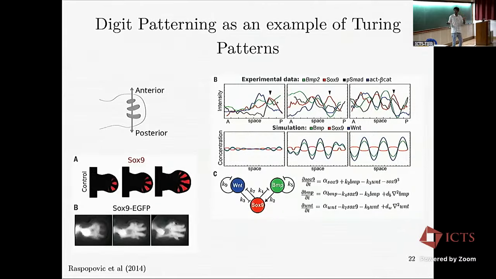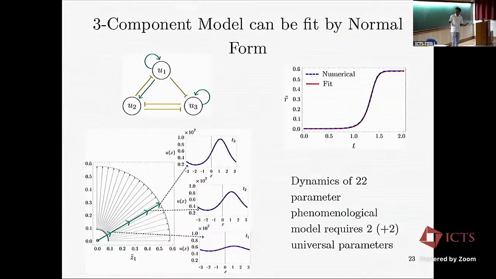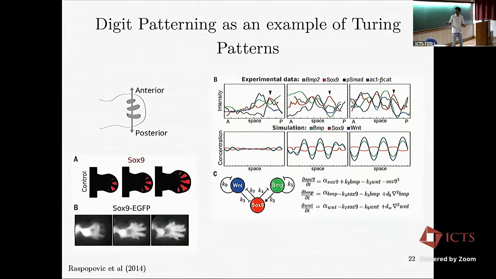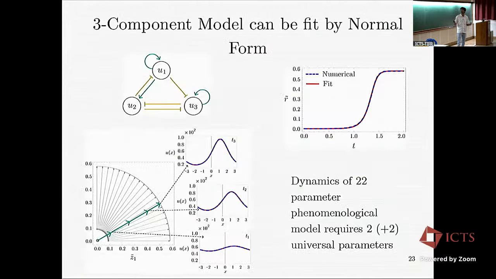But to begin with, we just took this Turing network and said, well, can we understand its dynamics using our normal form theory? And this actually worked very well. So we took this network, and instead of putting in these cubic terms, we put in Hill's functions. It produces a Turing pattern.